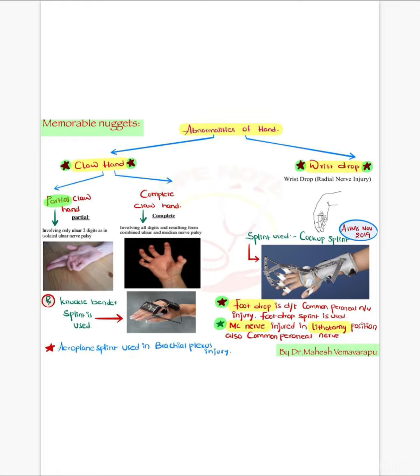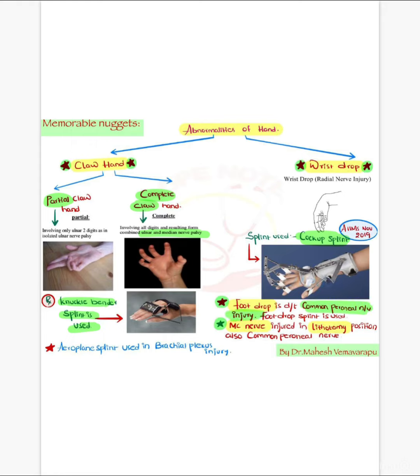Now seeing the claw hand, guys. We have partial claw hand, complete claw hand. Claw hand is due to ulnar nerve, guys. So what is the treatment used, guys? A knuckle bender splint is used. Complete claw hand is when you have both ulnar and median nerve involvement, guys. Why? Because ulnar is supplying the medial two and median is supplying the lateral two, guys. That is important. For wrist drop use a cock-up splint, guys, again important.